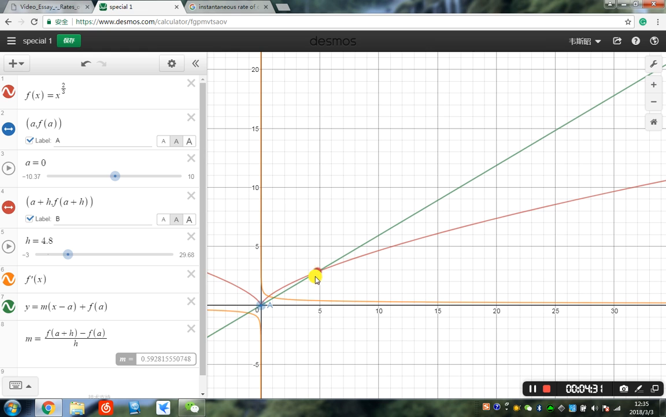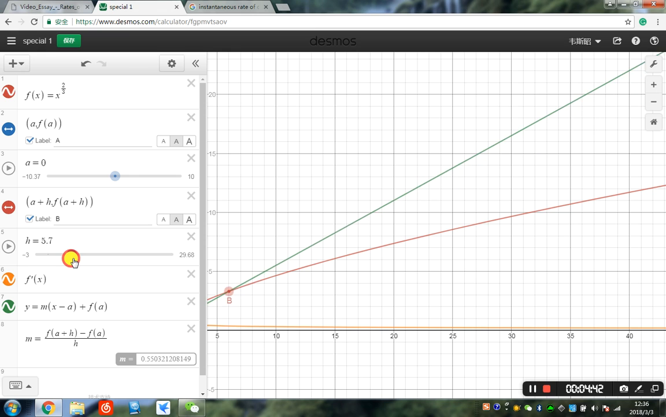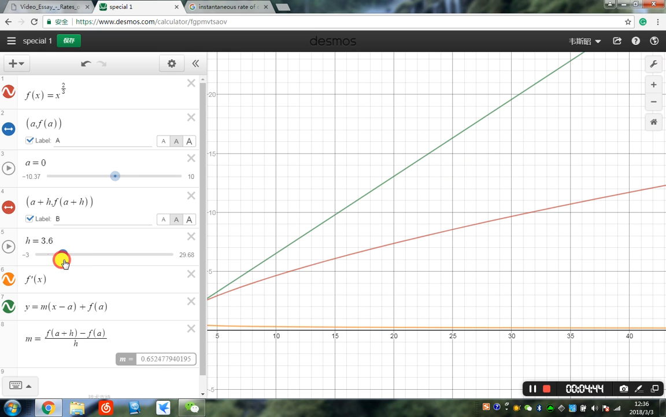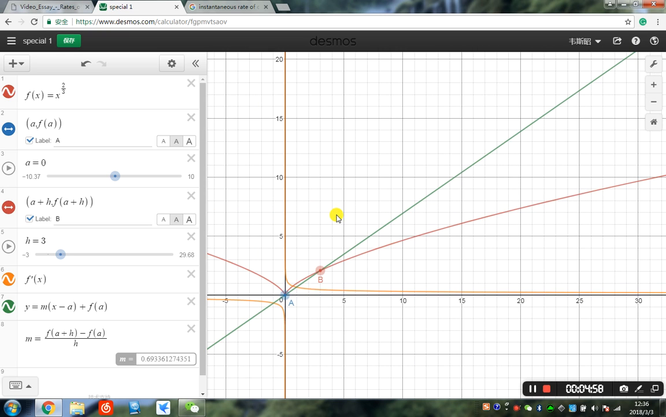See, this one is getting far away. So h is approaching 0, but the green line is getting far away from the original one. It's getting further, so it's not approaching. That's why this case is special, and that's why the IRC does not exist in this case.